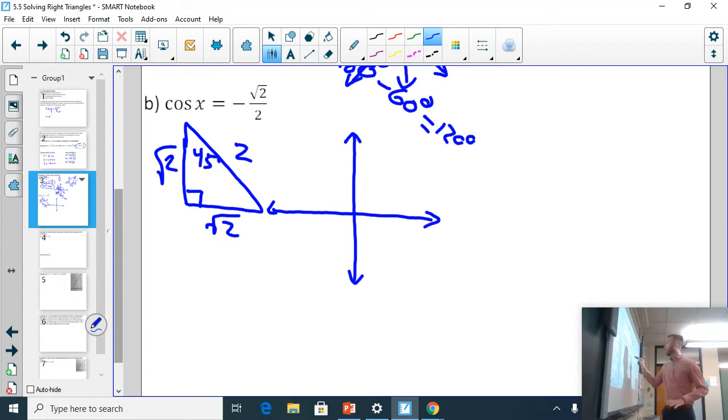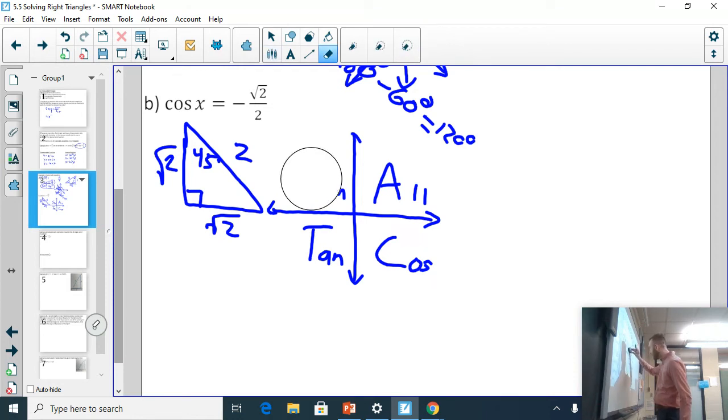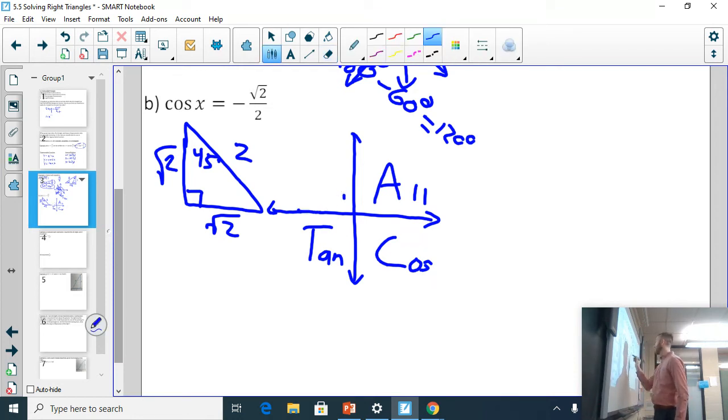And there's this little mnemonic where you just go around and say A, S, T, C, and that tells you where something is going to be positive. A stands for all, S stands for sine, T for tangent, and C for cosine. So they're all positive in quadrant 1, and cosine is positive in the fourth quadrant, but it's not positive in quadrant 2 and 3. So that's where we're going to be looking.